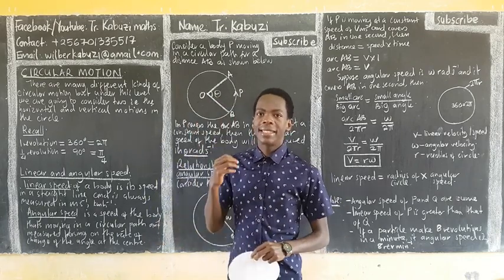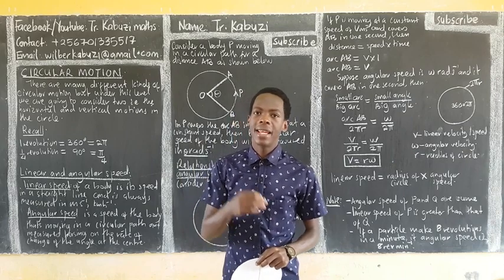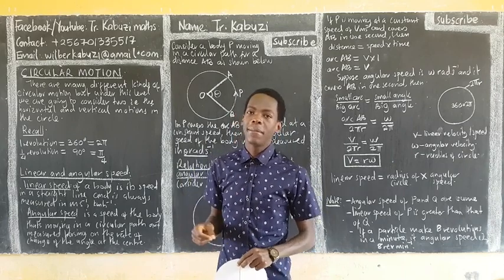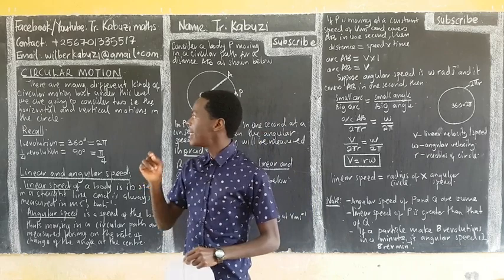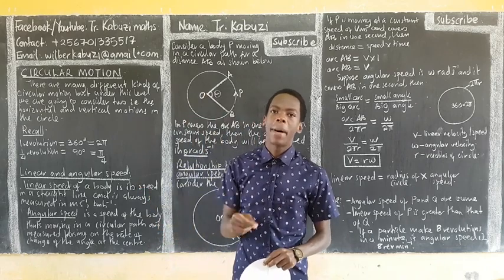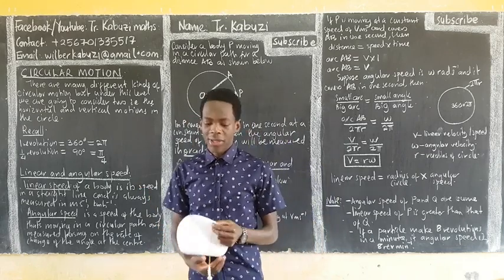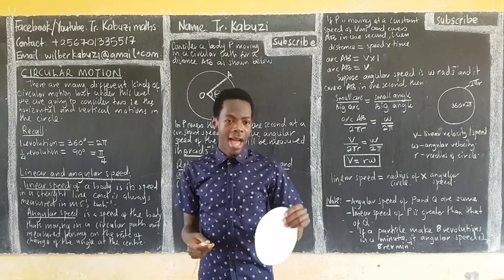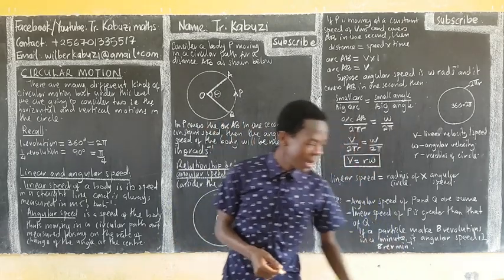As you hear the word circular motion, circular comes from the word circle. So we are going to see motions in a circle or in a circular path. Okay, what do you mean by that?